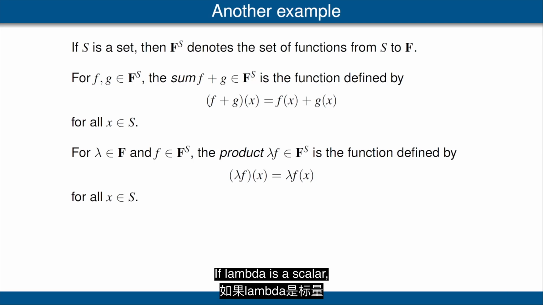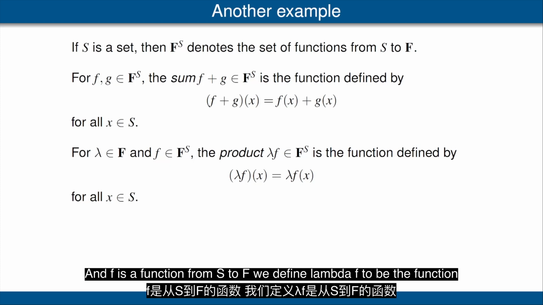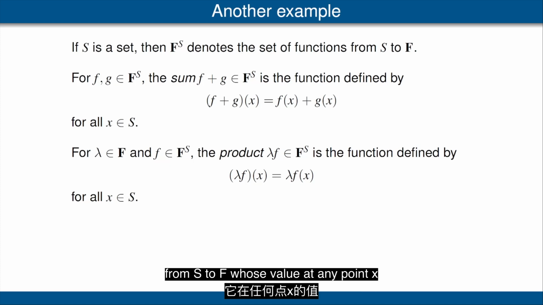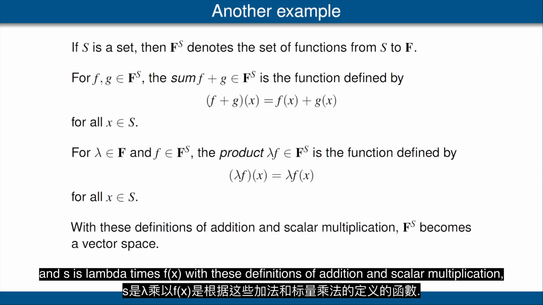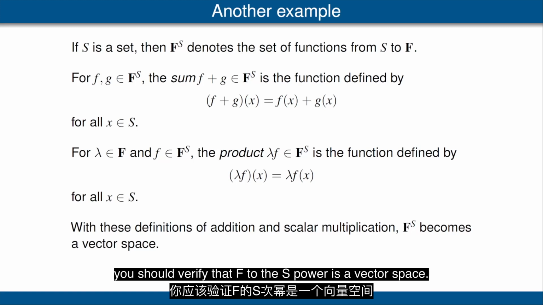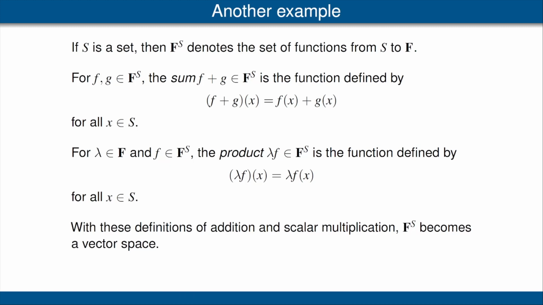If lambda is a scalar, meaning a real or complex number, and f is a function from S to F, we define lambda f to be the function from S to F whose value at any point x in S is lambda times f of x. With these definitions of addition and scalar multiplication, you should verify that F to the S power is a vector space.